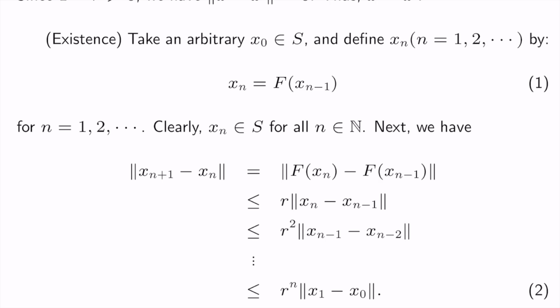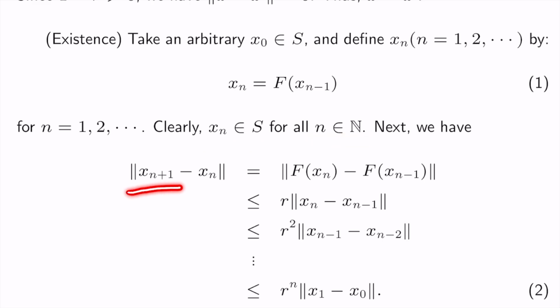First, let's pick any point x0 from the set S and define a sequence x1, x2, and so on by this equation. So this is a recurrence equation. So each xn is defined by f of xn minus 1. And since this mapping f maps from S to itself, this xn is always within the set S. So this holds for all natural numbers n.